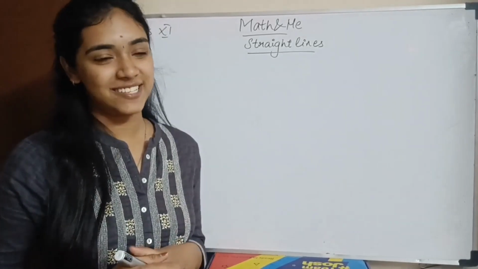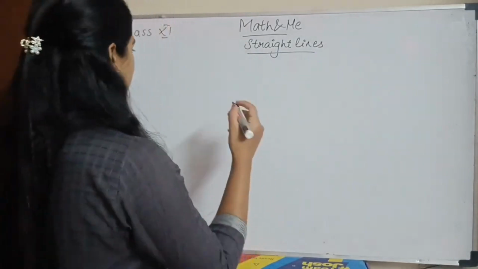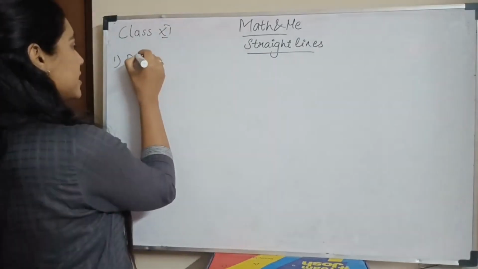So let's get into straight lines now. First, we are going to look at a few formulas. Okay? So first is the distance formula.